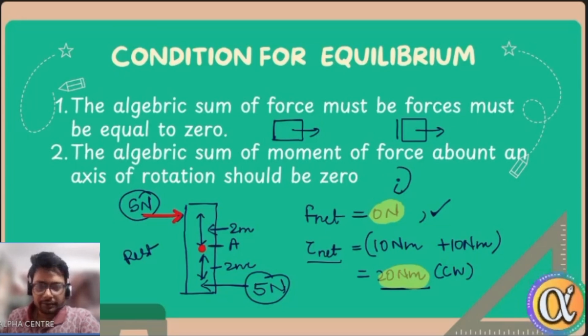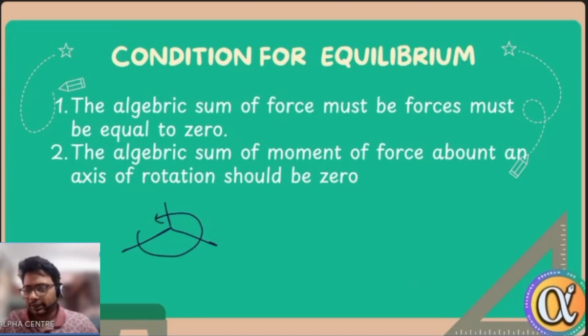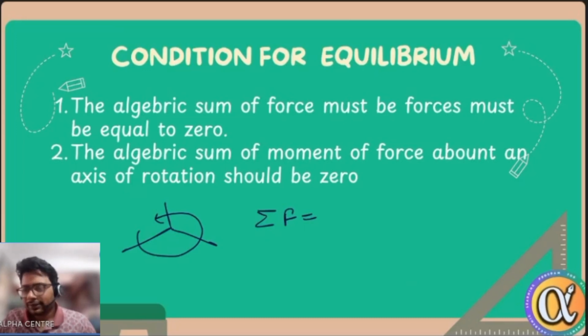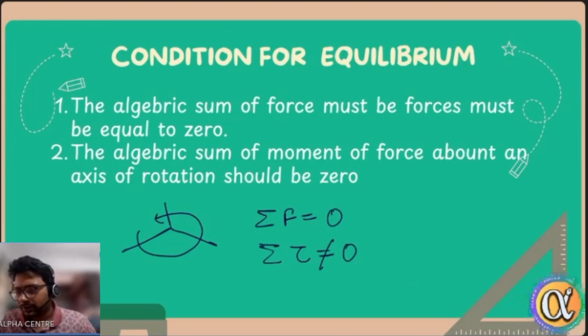If a fan is moving with a uniform speed in a circular direction, it's a rotational motion. In this case, is the fan moving forward or backward? So what do you think? What is the net force on the fan? How much is the net force on the fan? Zero. But is the torque zero? Net torque? The summation is not zero. Torque is not zero.